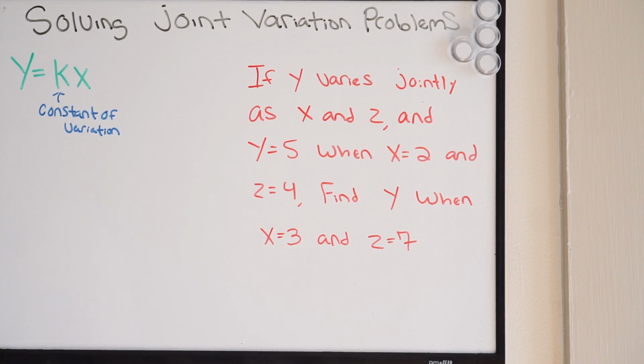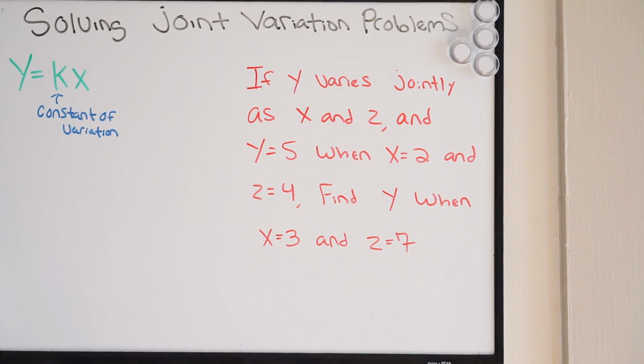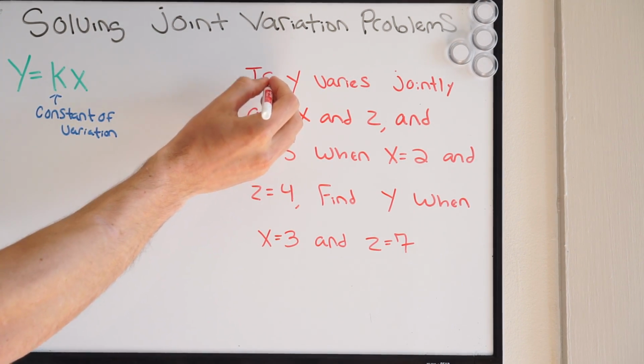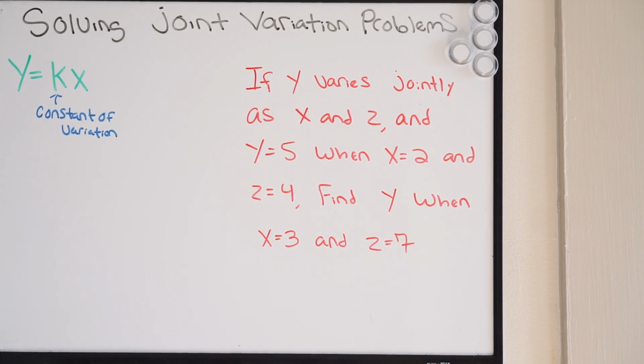Alright, here is our next example of joint variation. Let's go ahead and read the problem, and then we'll talk about it. It says, if y varies jointly as x and z, and y equals 5 when x equals 2 and z equals 4, find y when x equals 3 and z equals 7.